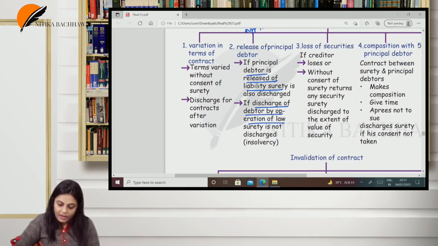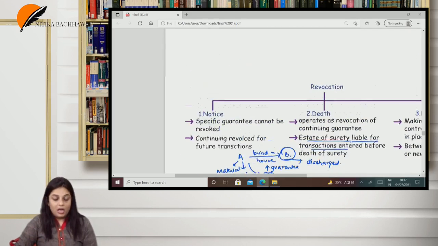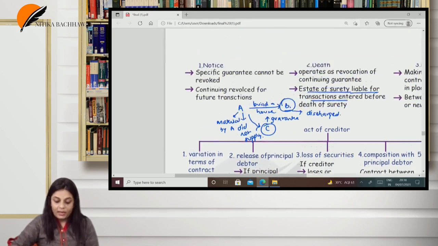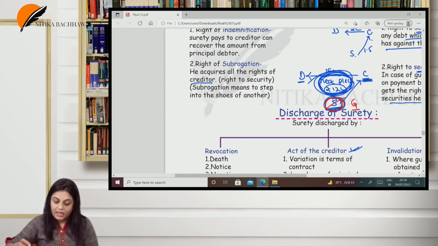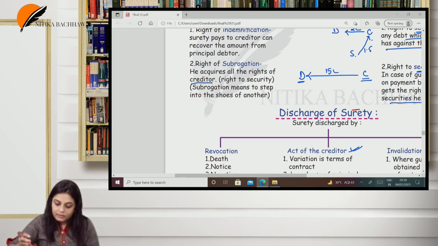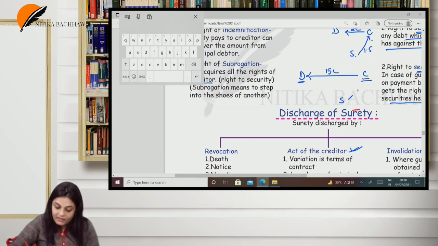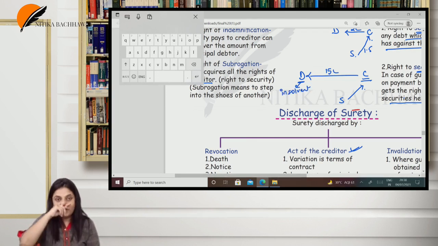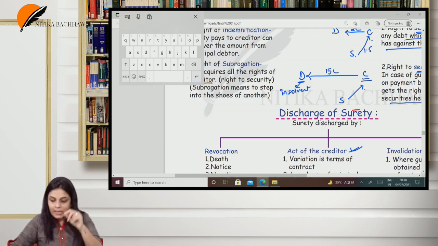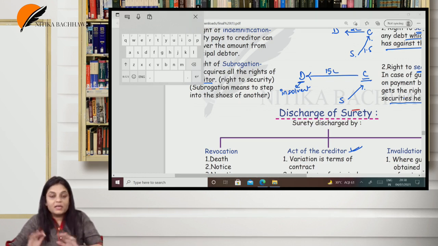If the discharge of the debtor is by operation of law, the surety is not discharged. What does this mean? Let us say C had given a loan of 15 lakh to D and S had given a guarantee to C. Now D becomes insolvent. I repeat again, C had given a loan of 15 lakh to D and S had given a guarantee for this. Now this D becomes insolvent.